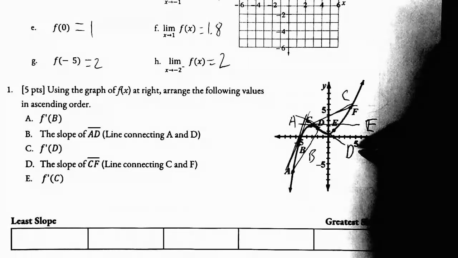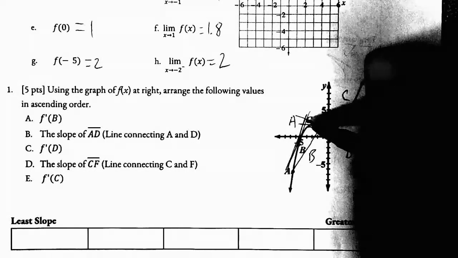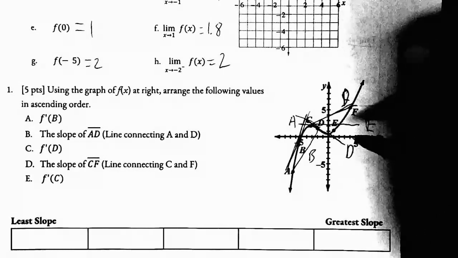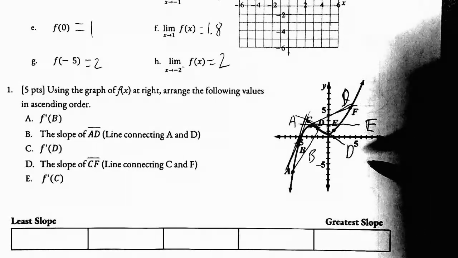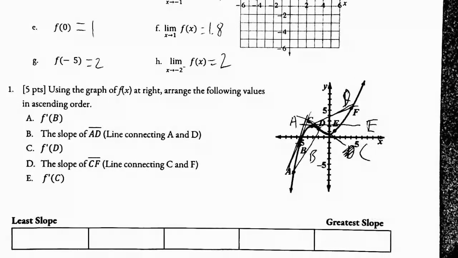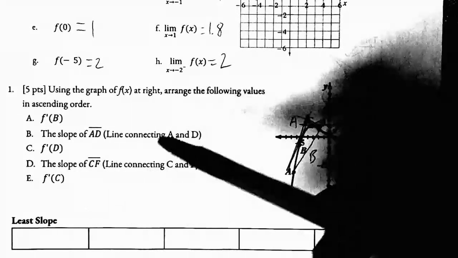Sorry, guys. Yeah, CF. Okay, good. Sorry, CF is a D, and derivative at D is C. Sorry, that's confusing. Okay, I realize this is a little confusing here.